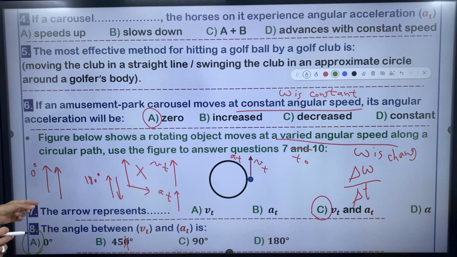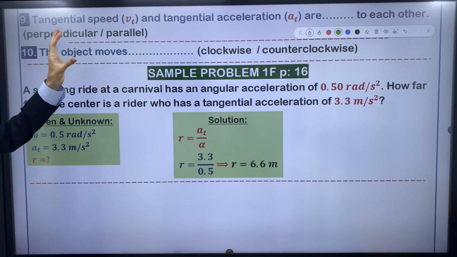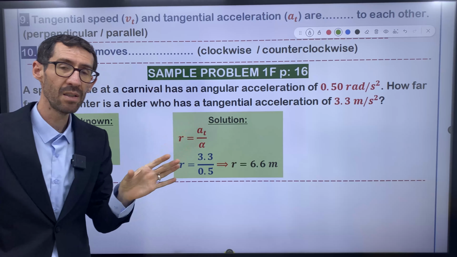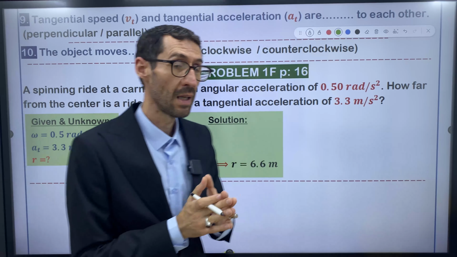Let's move on to question number 9. Let me read the question number 9. It says, tangential speed or VT and tangential acceleration AT are what? We have a gap here. We have a gap to each other, perpendicular or parallel. I explained it for you, and I'm sure you know the answer. I say AT and VT represent one arrow, right? There's one arrow for AT and VT. That's why they overlap one another.